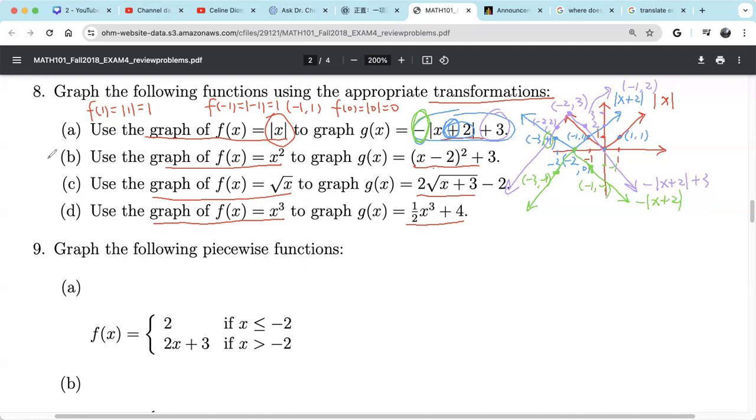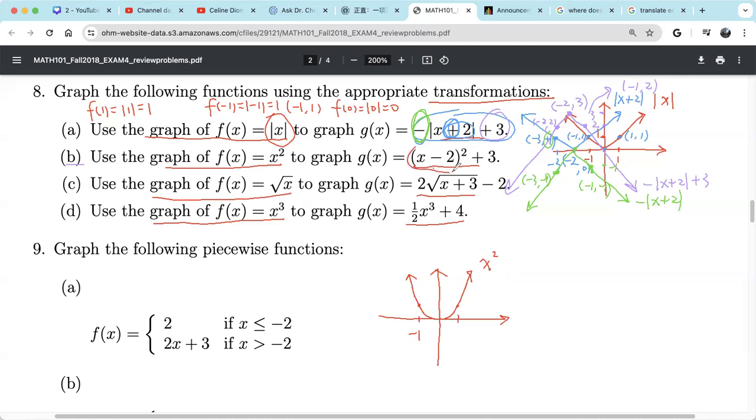Let's see B. B, we want to use x squared. So let's graph down here. We could also use 3 points. 0, 0, 1, 1, -1, 1. Right, but remember the parabola looks roundish. So this is a graph of x squared.